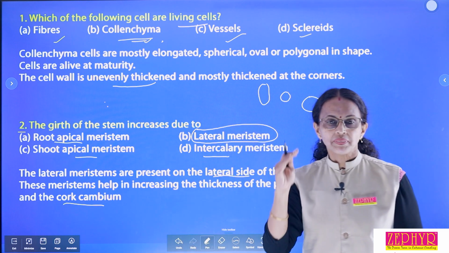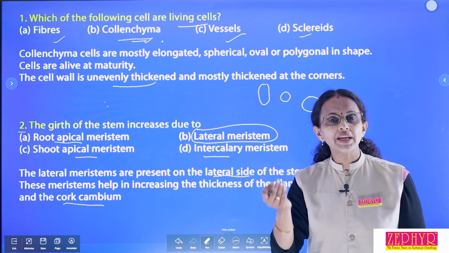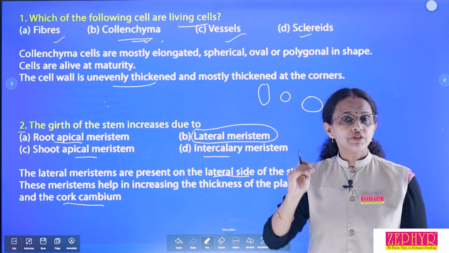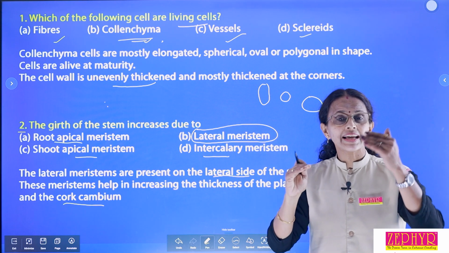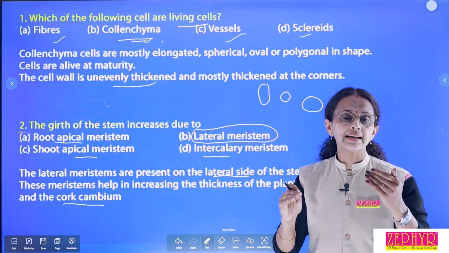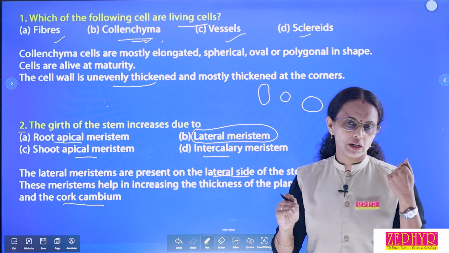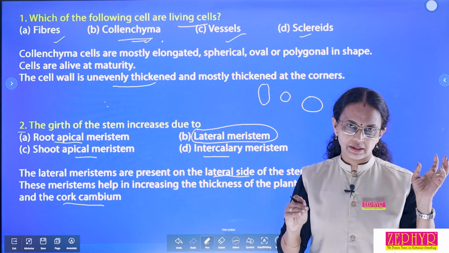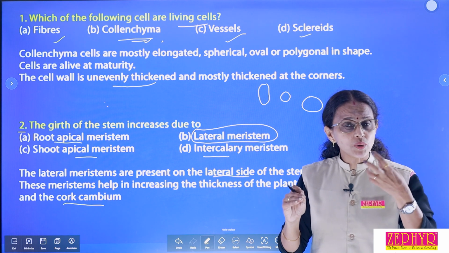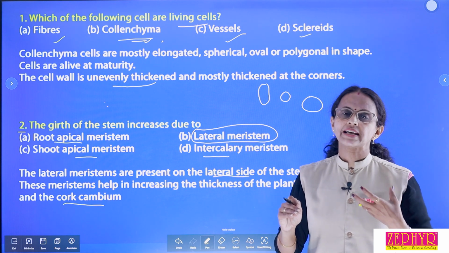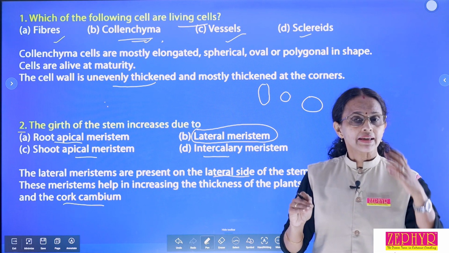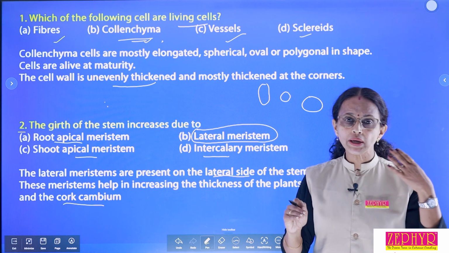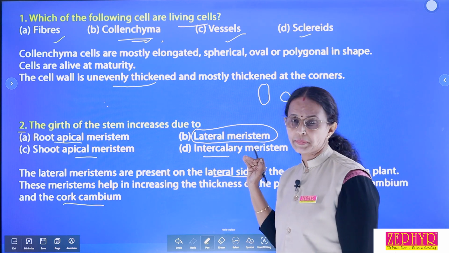Vascular cambium is the cambium present in between the vascular bundle. If the cambium is present in between xylem and phloem, we call it an open vascular bundle. If cambium is absent, it is called a closed vascular bundle. Which are vascular tissues? Xylem and phloem are vascular tissues. The cambium present in between xylem and phloem is known as vascular cambium.